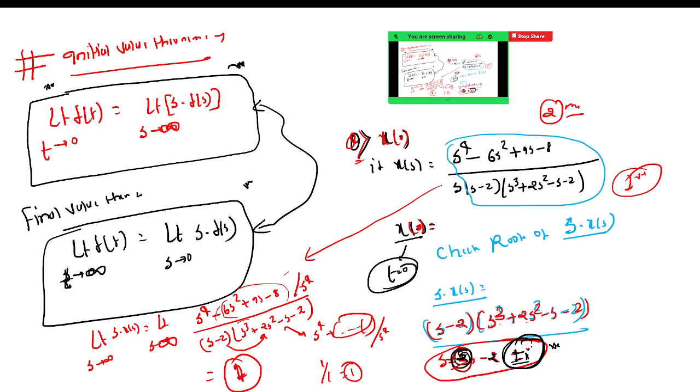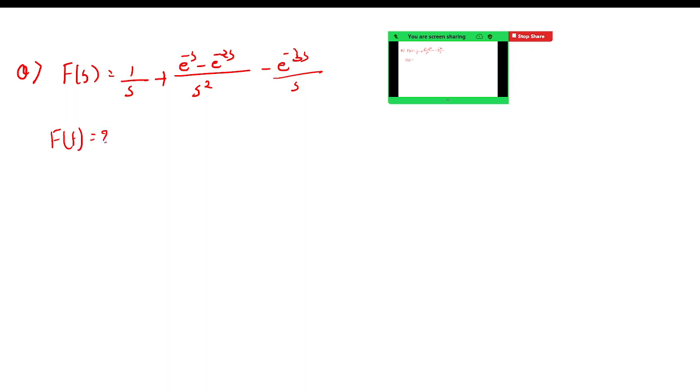Anyone has any doubt, you can ask me right now. So if there is no doubt, then solve one more problem. This kind of problem is very important. So calculate, if your F(s) is given as 1 upon s plus e to the power minus s minus e to the power minus 2s divided by s square minus e to the power minus 3s divided by s, then calculate the value of f(t).